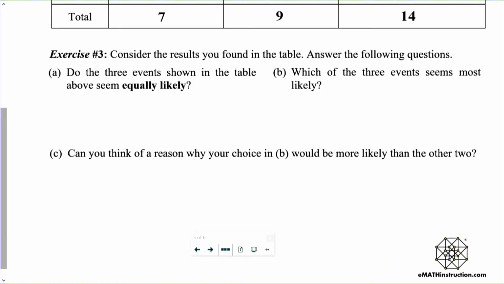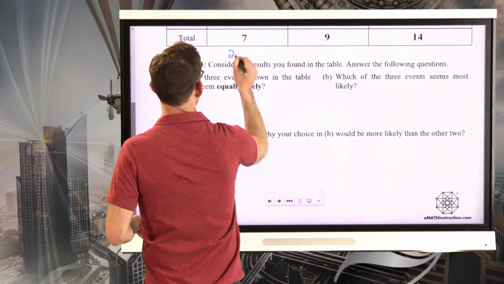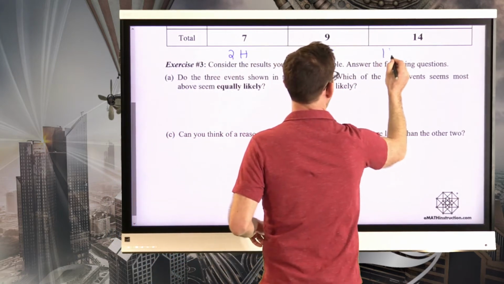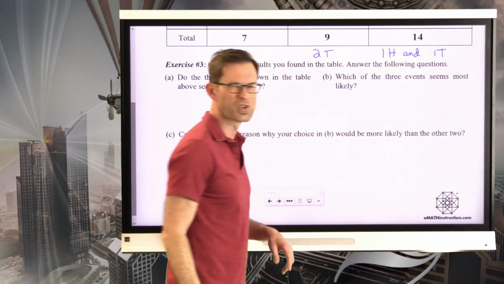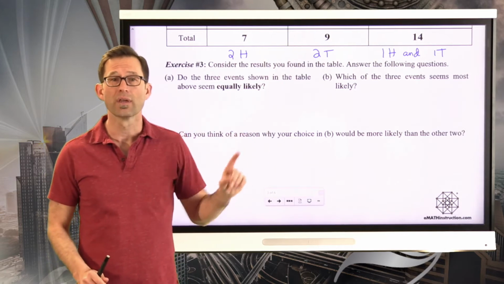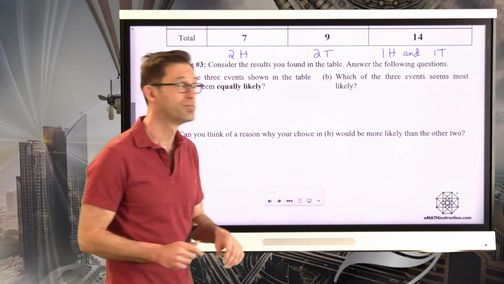Consider the results you found in the table. Answer the following. Letter A. Do the 3 events shown in the table above seem equally likely? All right. Well, let me just put here 2 heads, 2 tails, 1 head, and 1 tail. Okay, just to make sure we know what each category is.